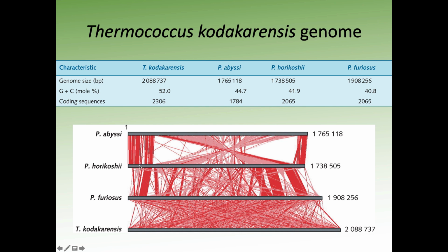In these closely related species, we also see similar patterns between Horikoshii and Furiosus. But when we look at the relationship of Furiosus to Kodakarensis, what's pretty interesting is that you can find almost all the parts of Kodakarensis in Furiosus. So it's not like these genes don't exist; almost all of the genome is not unique to Kodakarensis. It's just that it's incredibly more mixed up.